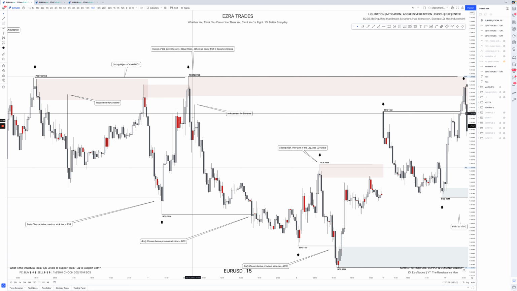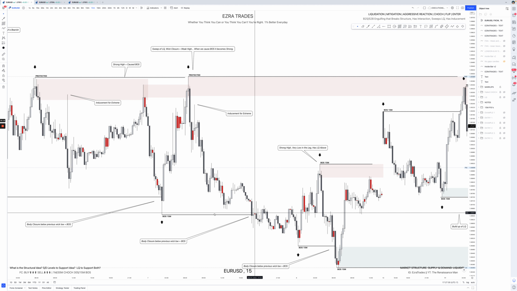The extreme directly causes a change of character. You can see that the sell is very strong and takes out this entire demand without a reaction on the 15-minute. And this high basically causes this break of structure. So body closure below the previous wick low, break of structure confirmation. So this is now our swing, right?